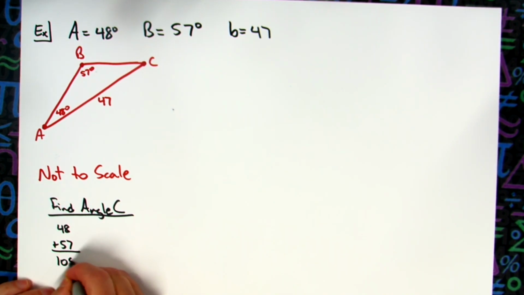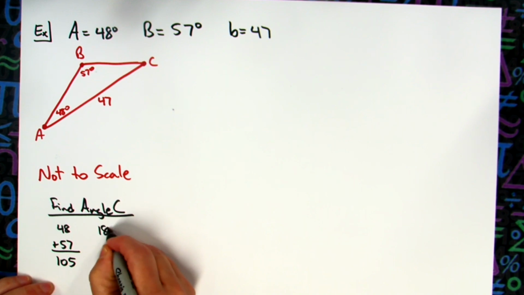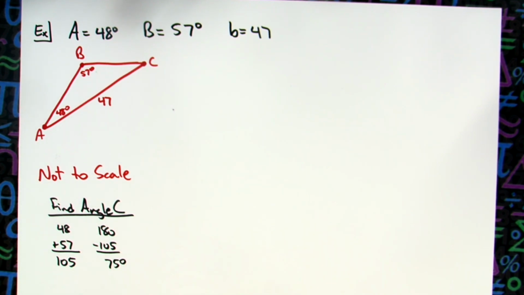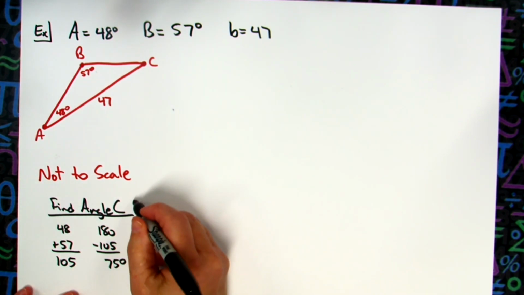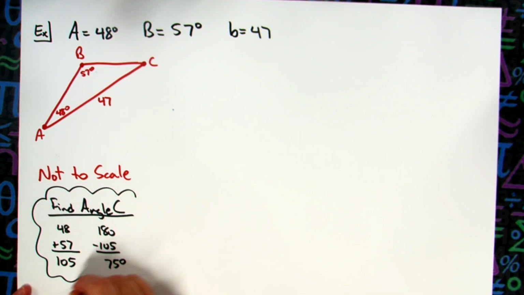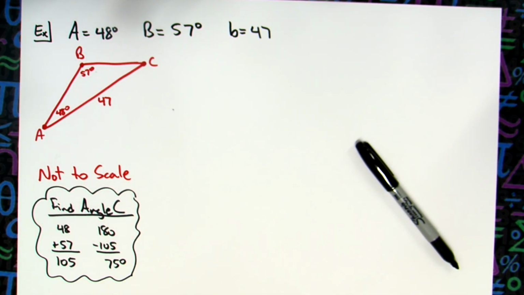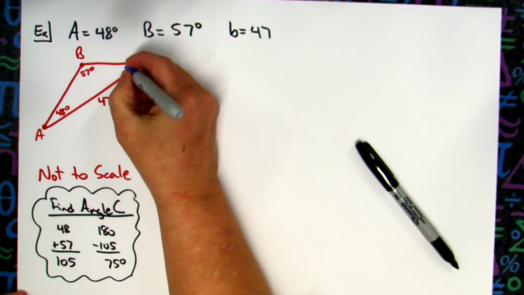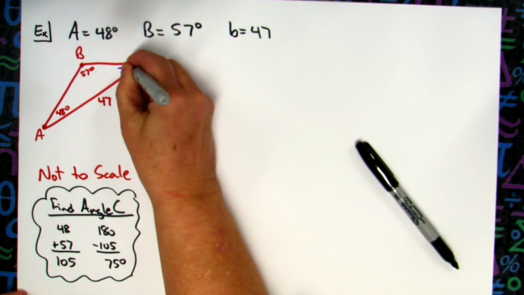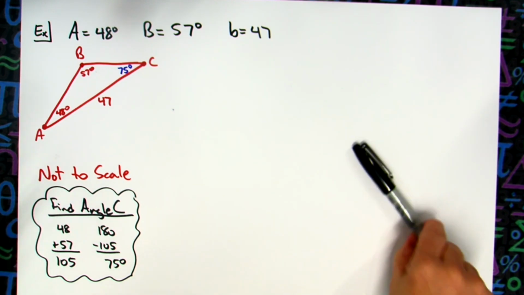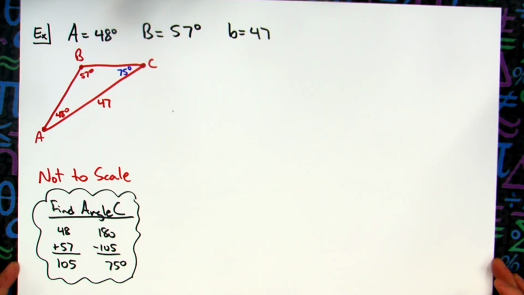I'm going to check my math. And then 180 minus 105 should leave 75. Did I do the math right? Okay, so that was pretty simple. And then I would just come back up. You can list them individually, or you could just put it on your little drawing. I did it in a different color there so it stands out. So I've done that straight off the bat, and I didn't even have to use the law of sines to do that.